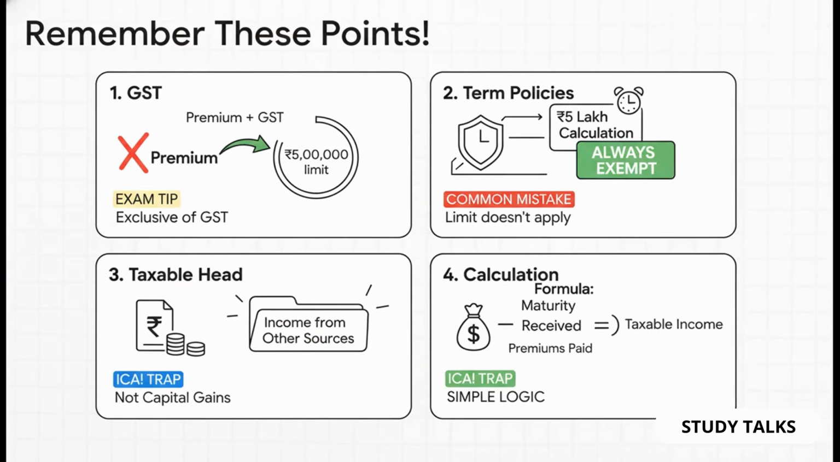First, what about GST on the premium? Simple. You ignore it completely. The 5 lakh limit is on the premium amount before GST. Second, this entire thing does not apply to term life insurance. Term policies are always exempt, and you do not include their premium in your 5 lakh calculation. Third, we said it before, but it's so important, if a policy is taxable, that income goes under income from other sources. And finally, how do you calculate the actual taxable income? It's just the maturity money you got minus the total premiums you paid over the years for that policy.